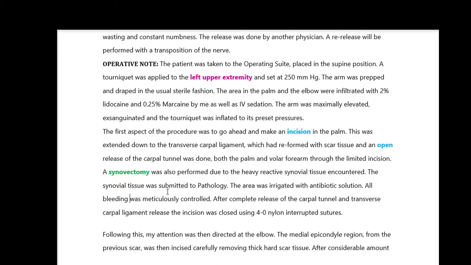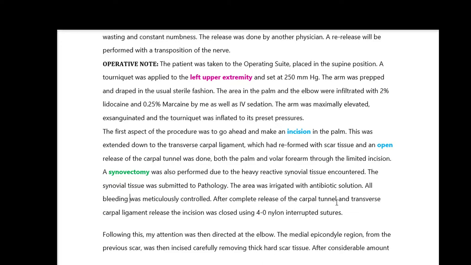The synovial tissue was submitted to pathology. Even though it was submitted to pathology, it's not diagnostic unless the surgeon tells you it's diagnostic. Anything removed from the patient's body is typically sent to pathology for analysis. It does not mean it's going to get the 7th character X for diagnostic. The surgeon has to say so in the report that it was sent for diagnostic purposes.